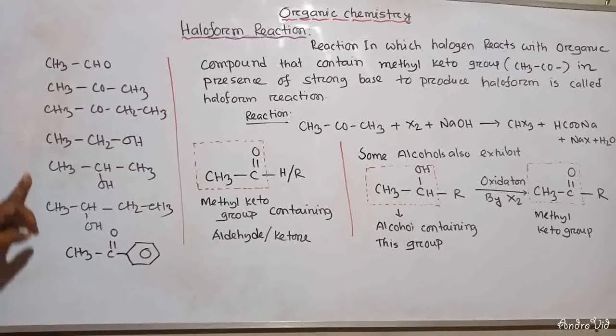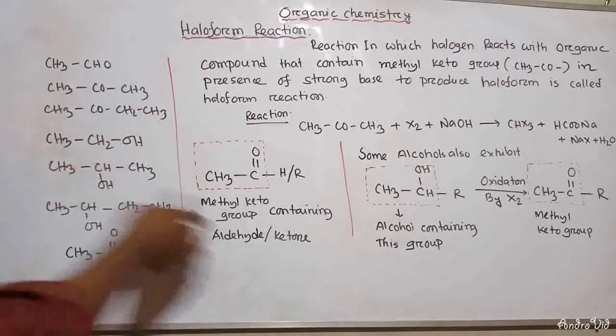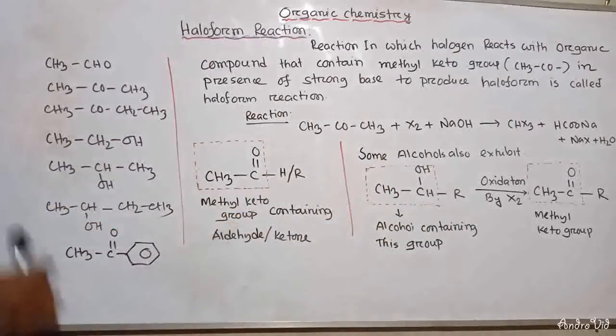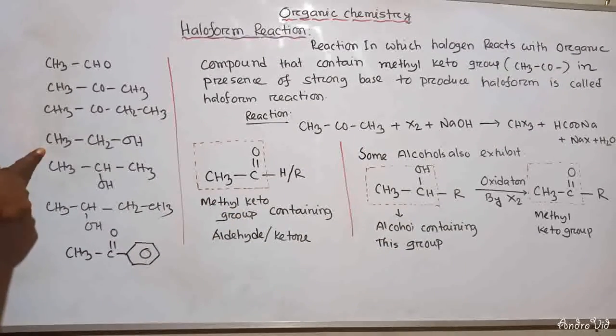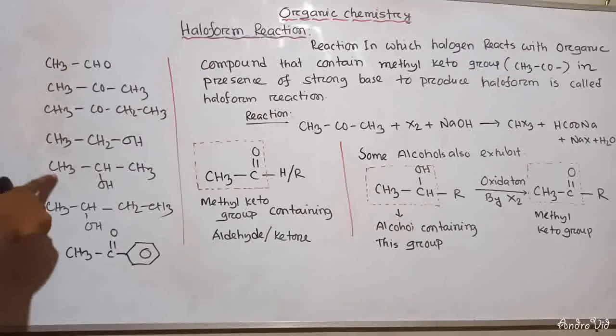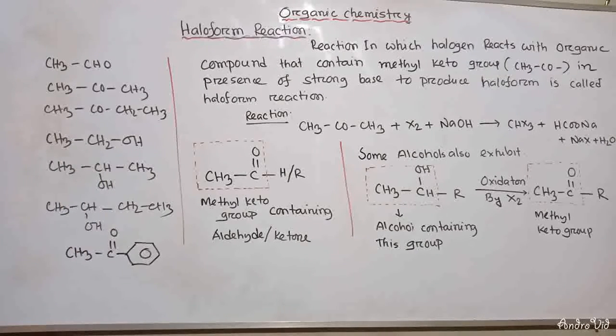Now just consider these three alcohols. All the alcohols contain a CH3CHOH group. This compound contains a CH3CHOH group. This is a CH3CHOH group. So this compound also contains a CH3CHOH group. At the same time, this is also possible in this alcohol. So all the alcohols also participate in the haloform reaction.